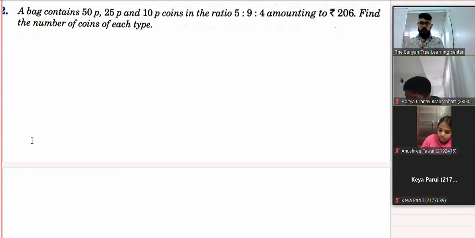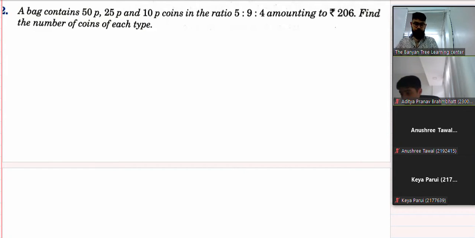Okay, this is a good question. A bag contains 50 paisa, 25 paisa and 10 paisa coins in the ratio 5 is to 9 is to 4, amounting to rupees 206. Find the number of coins of each type. You want to try? Okay, do it.